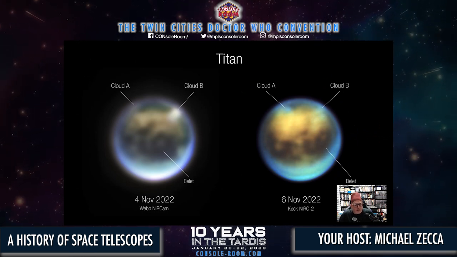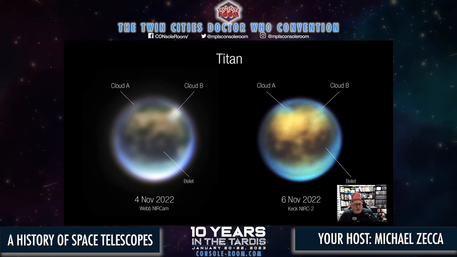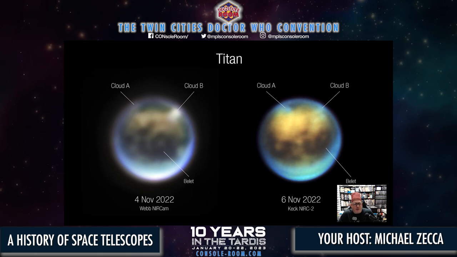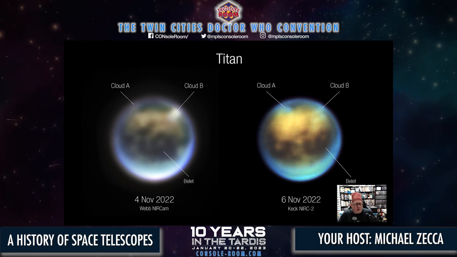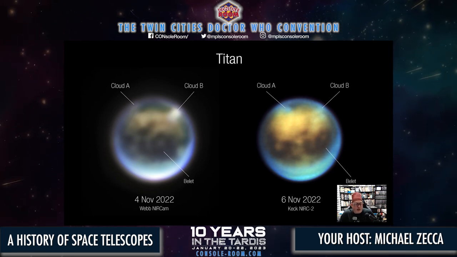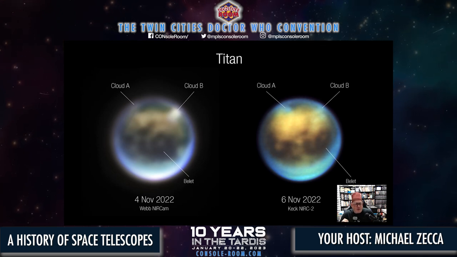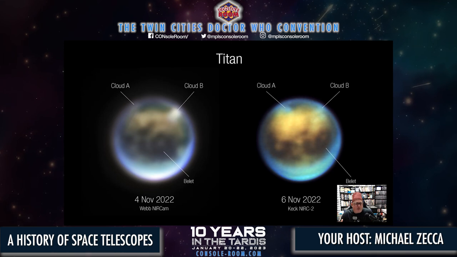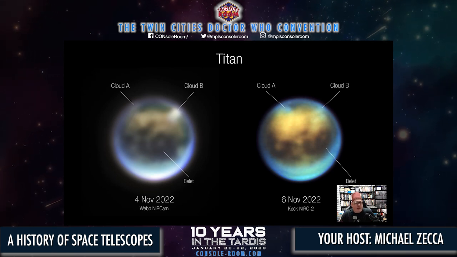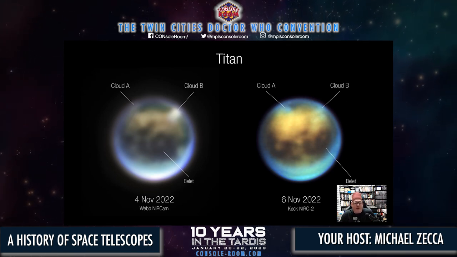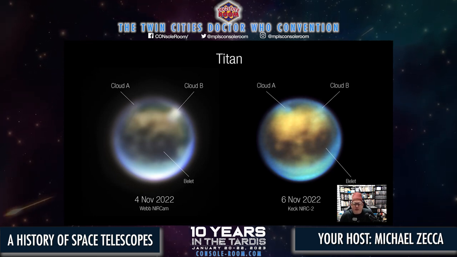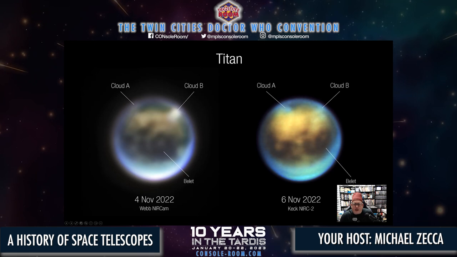This is Titan. Titan is the largest moon of Saturn. It is also unique in the solar system as having a methane cycle very similar to Earth's water cycle. The natural gas, methane, exists both in solid form, liquid form, and gaseous form on Titan. It has an atmosphere made primarily of methane. It has lakes made of methane. It has rain made of methane. It has ice caps made of methane.